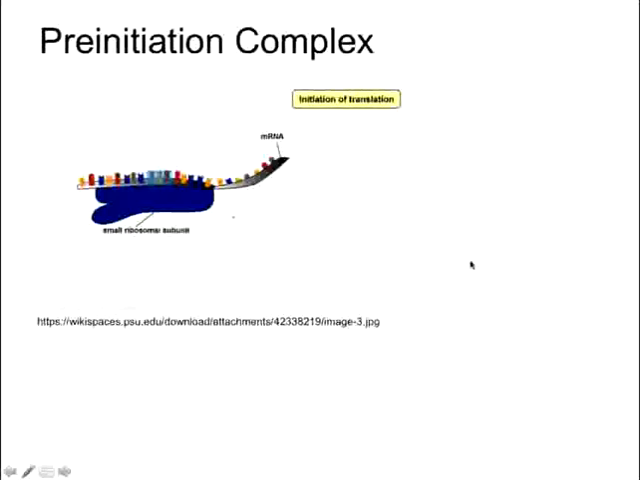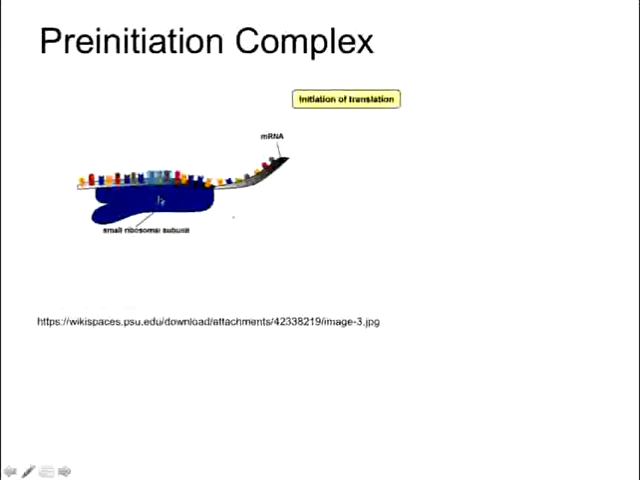So in order to get started, there are several things that happen. As I mentioned, there's this 5' untranslated region right here, and that helps guide the small subunit of the ribosome to lock on. So that's part of the pre-initiation complex. There's also a bunch of proteins involved with this, but I'm going to ignore those for my course. Your instructors might want you to know those.